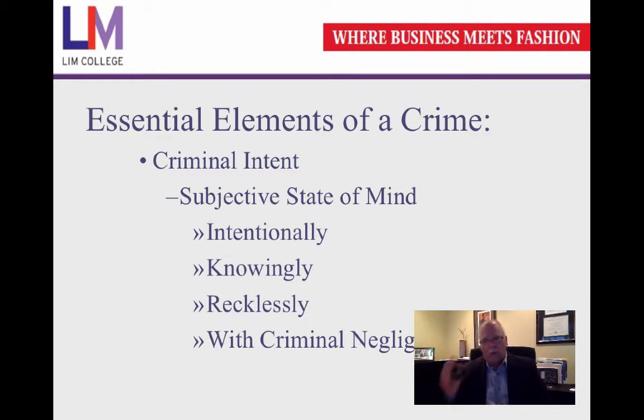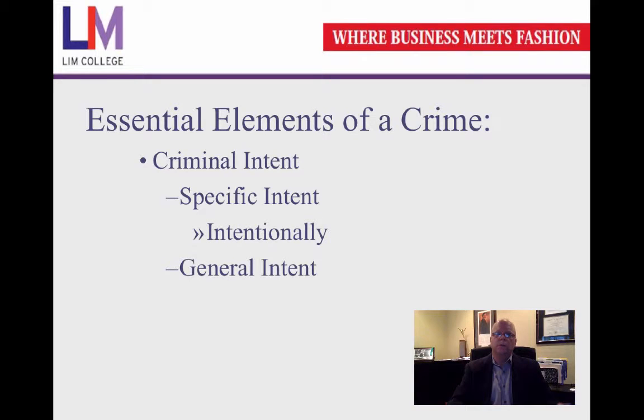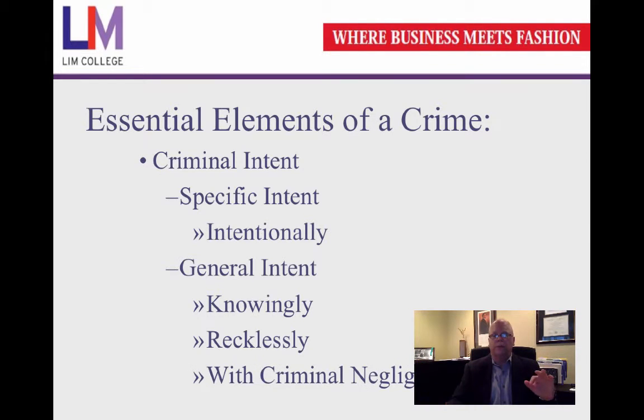So criminal intent is 4. Intentionally, you did it. You know you're going to do it. You purposely did it. You went out and did it knowingly. You knew that your act could result in somebody getting hurt, or could result in somebody losing money or something. You're reckless, got behind the wheel drunk, or you just did it with some form of criminal negligence. There's specific intent, which is intentional, and general intent, which is knowingly, reckless, and criminal negligence. So it depends on the crime. Some crimes require you to have specific intent. Some just require you to have general intent.